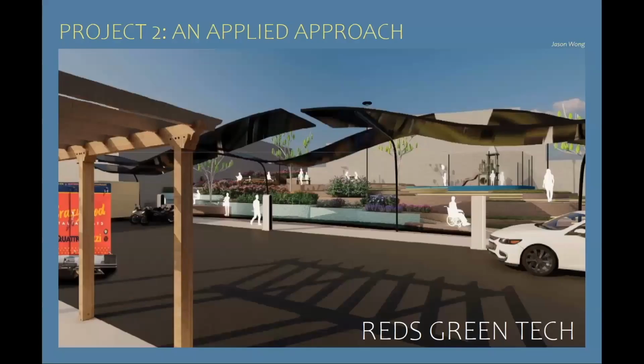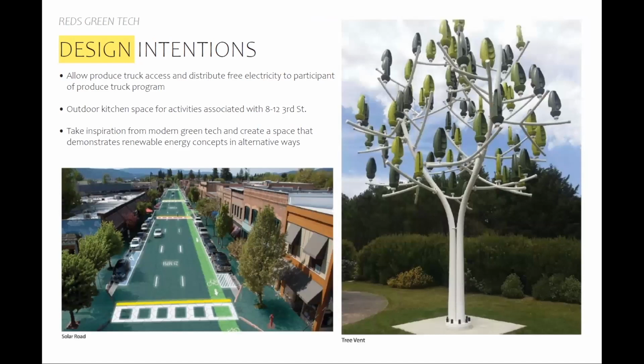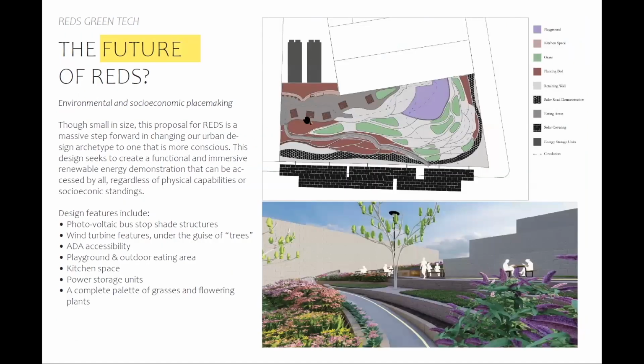And to illustrate that, the second project we're going to look at here is also by Jason Wong, and this is a proposal to buy the property that Tobias had mentioned, the red site at the corner of 3rd Street and Central Avenue. And so with this project, what Jason had intended to do was to combine concepts of renewable energy found all throughout the world in an interactive, immersive renewable energy demonstration. And this is what he had come up with.